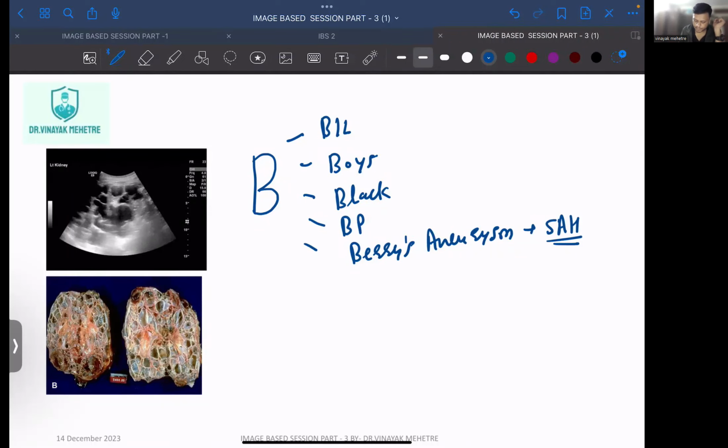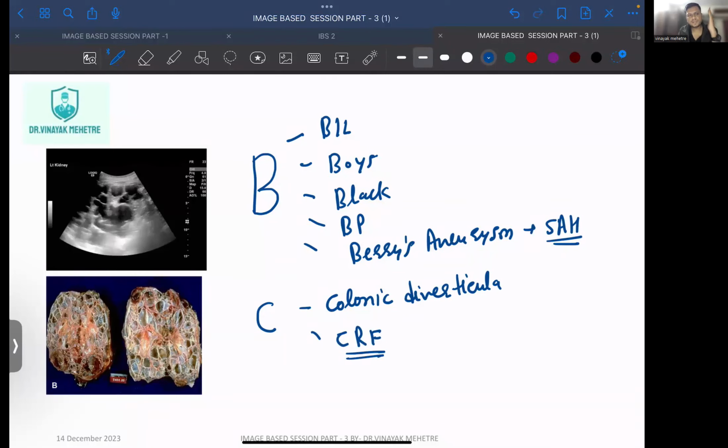B हो गया. Now comes C. Just remember your favorite words BC, right? They are going to have colonic diverticula. Colonic diverticula. And patient is going to die of chronic renal failure. This patient will die of chronic renal failure, right?